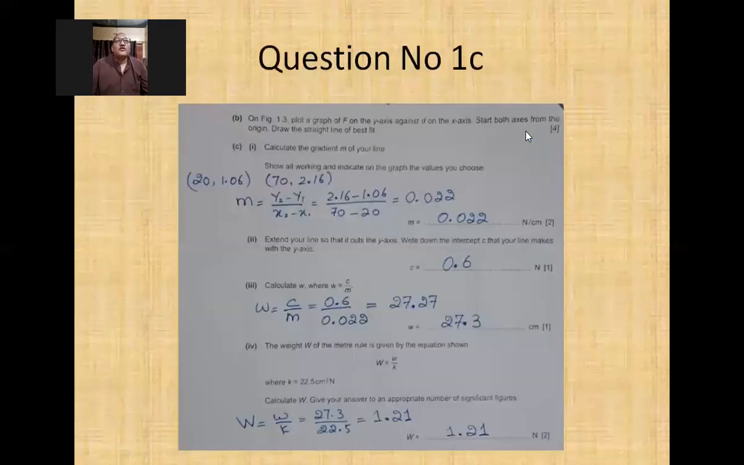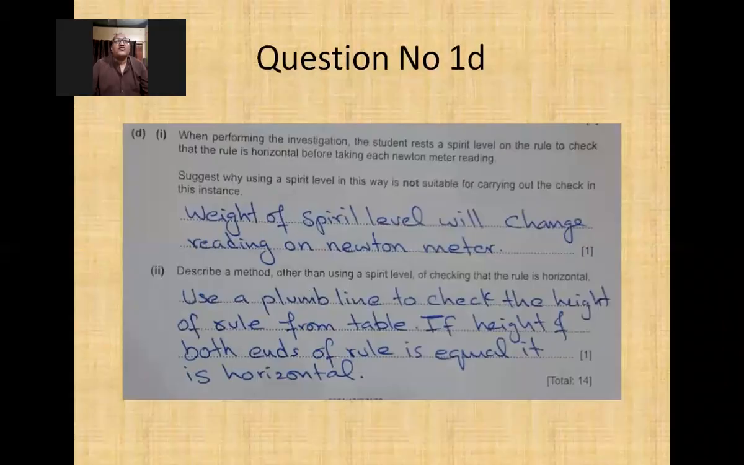So let's go to our question, question number 1D part. He says, suggest why using a spirit level in this way is not suitable for carrying out the check in this instance. The weight of the spirit level will change the reading on the Newton meter. So that is our answer. The next question was, describe a method other than using a spirit level of checking that the rule is horizontal.